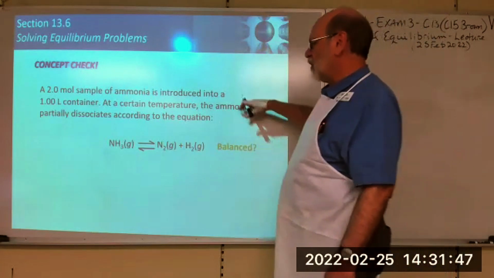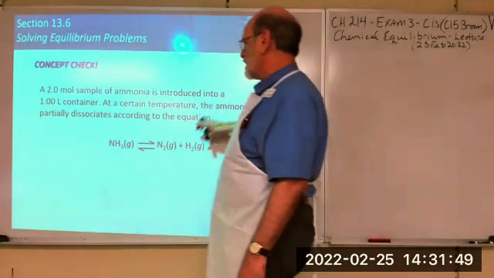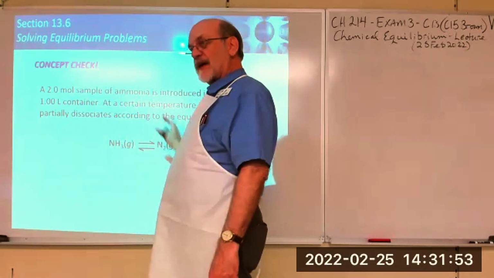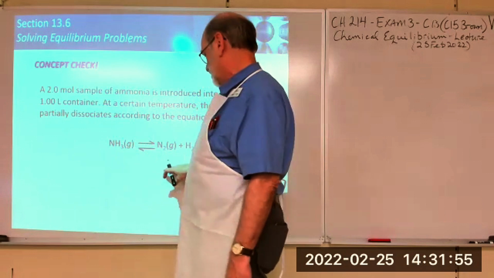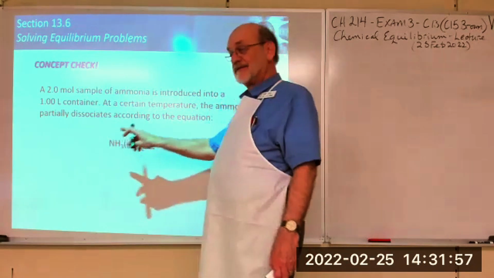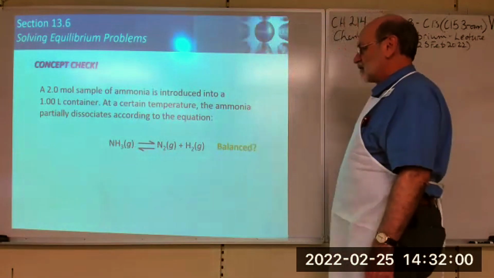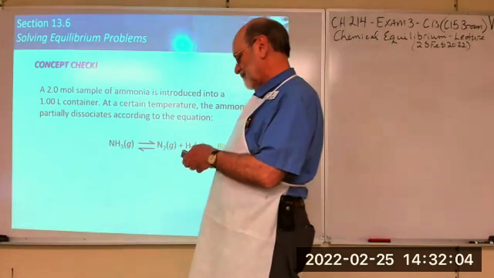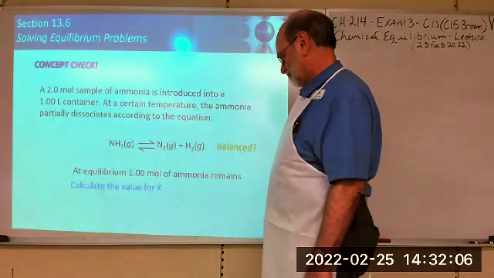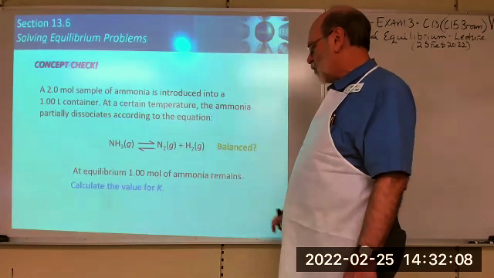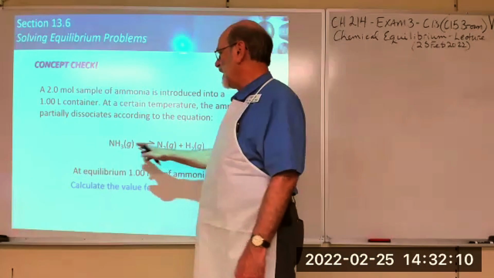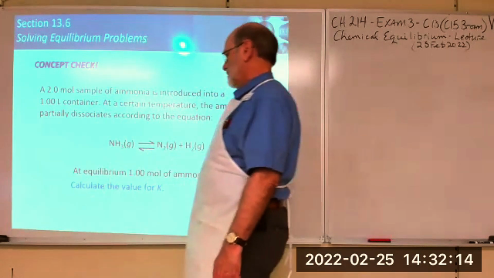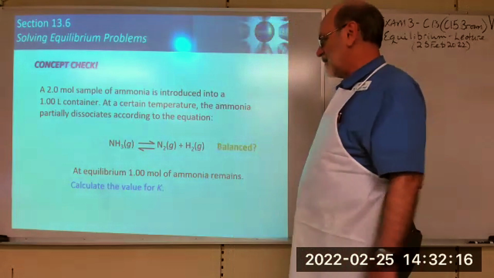What do we got here? A 2 mole sample of ammonia is introduced into a 1 liter container. All right, so we're going back the other direction. We flipped that equation, remember? Exactly right. At a certain temperature, the ammonia partially dissociates according to this equation. And then at equilibrium, 1 mole of ammonia remains. So you start off with 2 and you only have 1 left. Calculate the value of K.